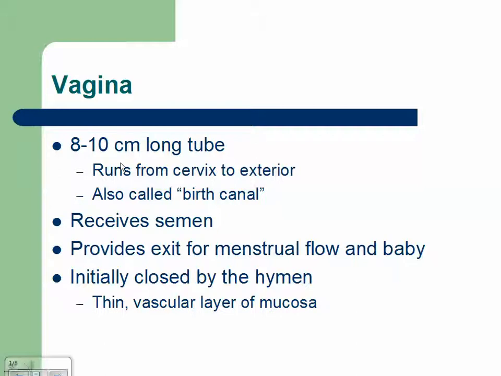One, it receives semen. And two, it's the exit for either the menstrual flow if there is no fertilization, or the baby after the baby is developed. And initially it's closed off by this thin layer of mucosa called the hymen. And this is a very thin layer, and it's very vascular, meaning it's got lots of blood supply. This typically is broken either the first time that someone has sex. It can also be broken, it's very thin, so it can be broken during sports activities, when a tampon is put in. It doesn't just have to be during sex.